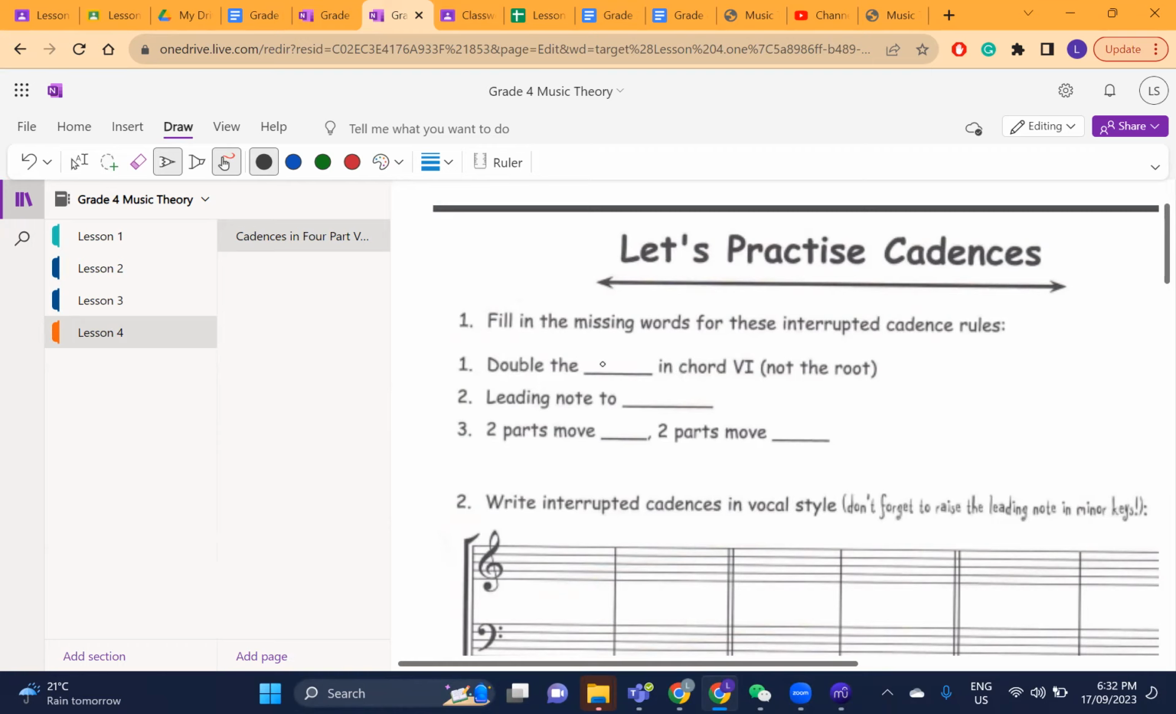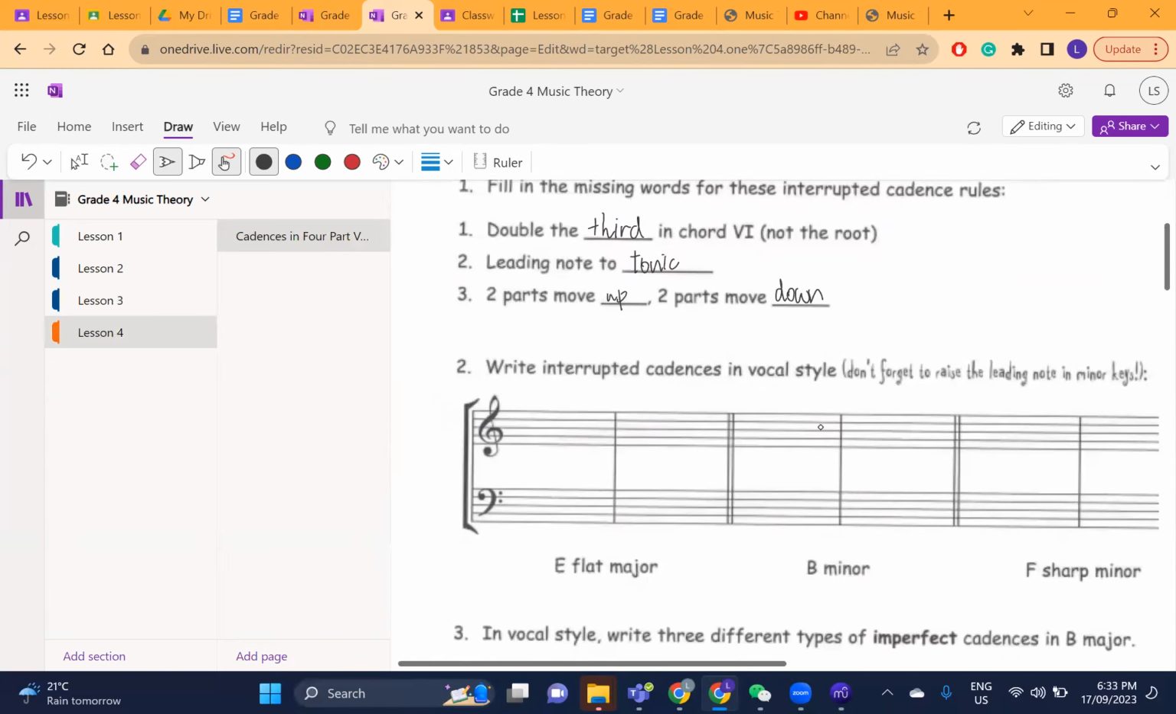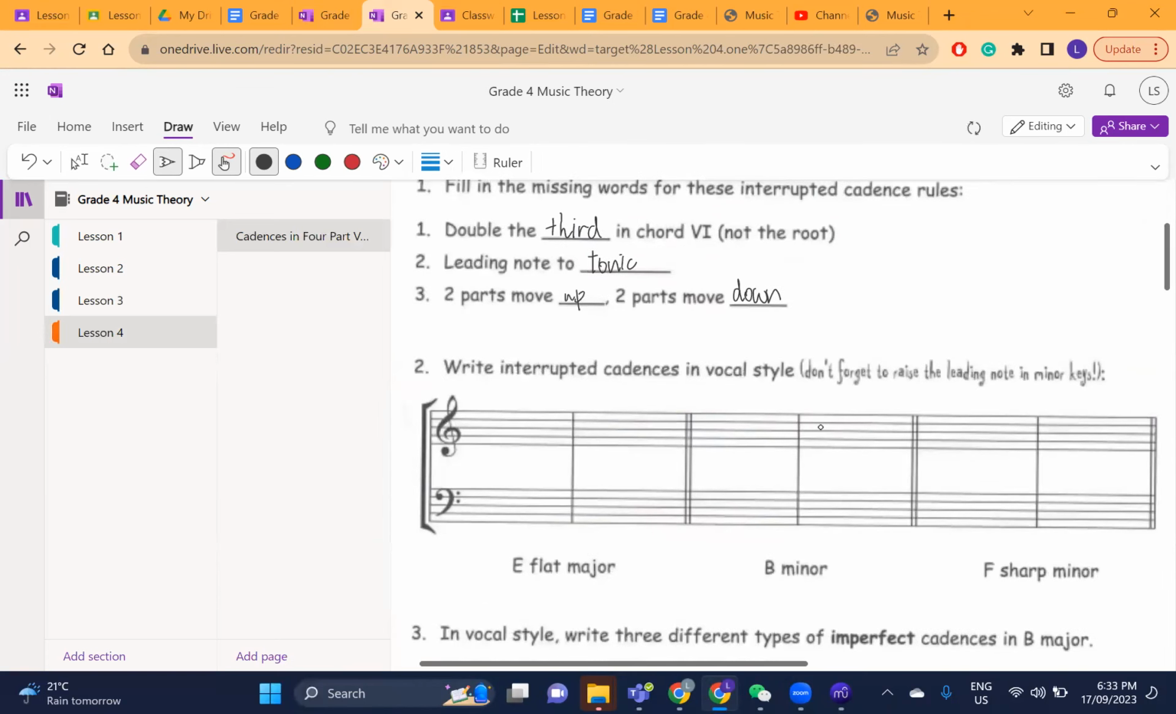Always double the third in chord 6. Leading note to tonic in an interrupted cadence still applies. 2 parts move up and 2 parts move down. Okay, interrupted cadences. Chord 5 to chord 6 in E flat major.